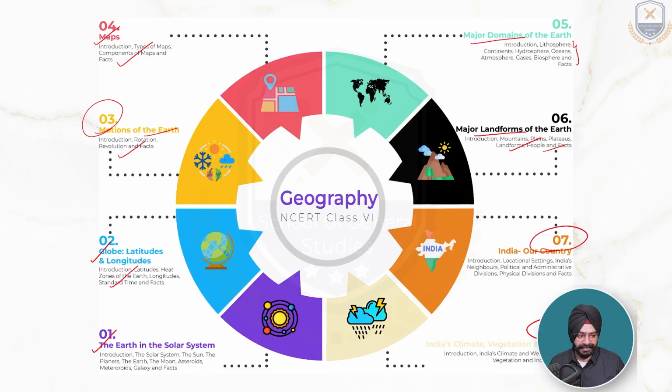Then in chapter 7, we will be looking at our country, India, what's its geographical location in the world, then also its neighbors, its political and administrative divisions, and also some physical divisions. Then we will be looking very briefly at the Indian climate, the Indian weather, the Indian vegetation and the wildlife sanctuaries. Okay, so let's dig in.